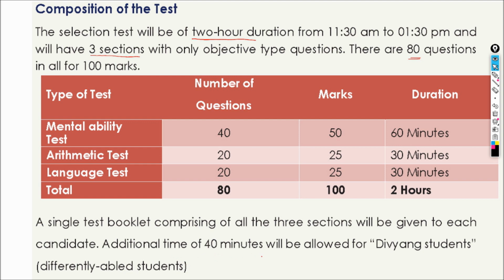Additional time of 40 minutes will be allowed for Divyang students. So Divyang students means differently abled students. So here this is an important point, dear students, that 40 minutes extra time will be given for Divyang students, that means differently abled students. So this is an important part, students.